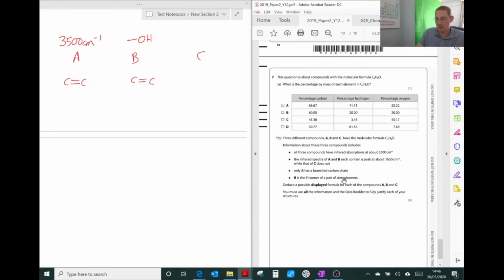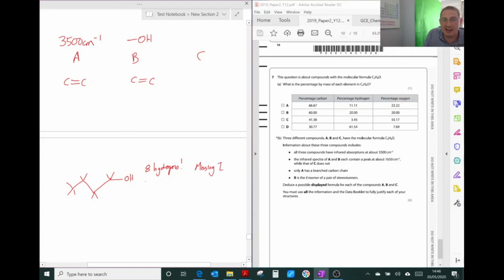Okay, well, let's have a think about the molecular formula itself, C4H8O. If we had 1, 2, 3, 4 carbons and an OH group, we would expect 1, 2, 3, 4, 5, 6, 7, 8, 9, 10 hydrogens. The fact we've only got 8 hydrogens means that we are missing 2.